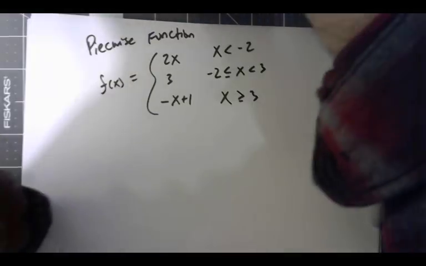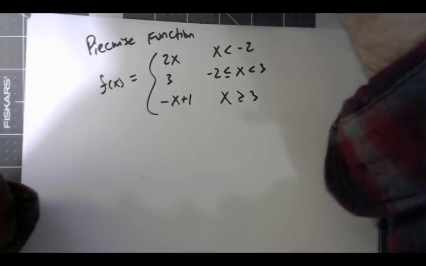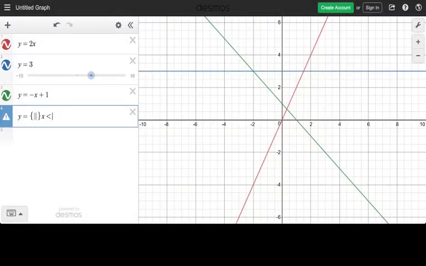So I will type this into Desmos. It's a little complicated, so don't worry about this formatting. We have x less than negative 2, 2x, okay.